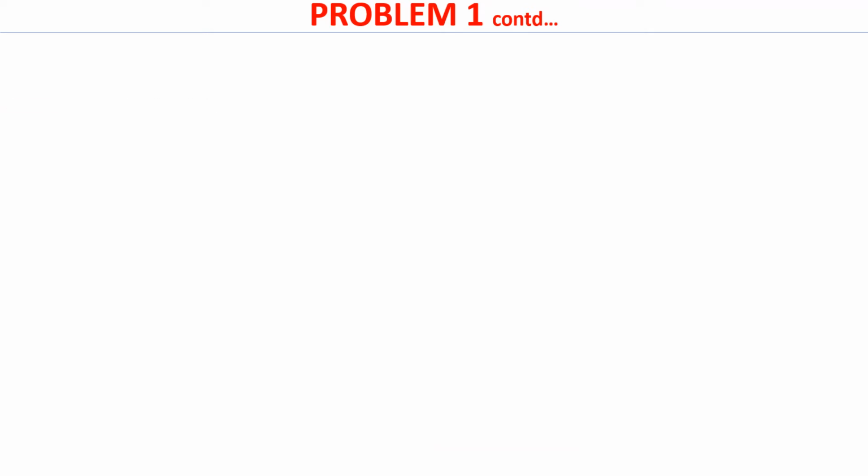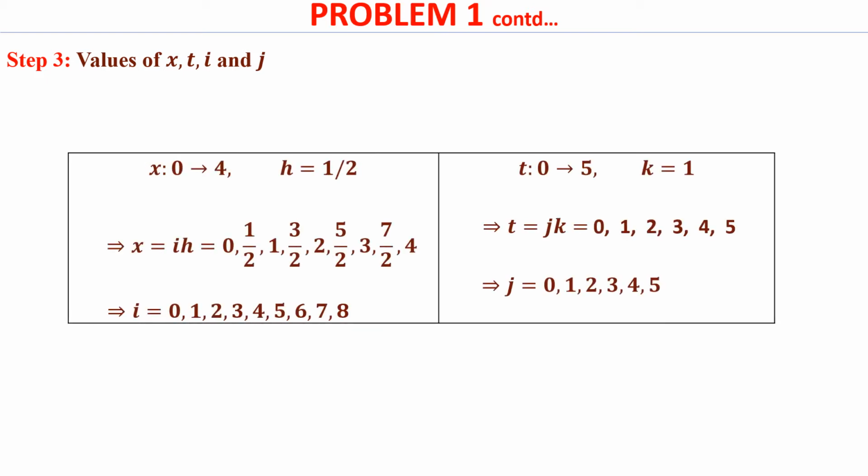Our step 3 is to find out the values of x, t, I and j, as we also discussed during the working rule. So let me write the range of x and t. The range of x is from 0 to 4 in steps of half. We have already discussed it. Then we wrote x in terms of IH. We split the interval 0 to 4 in steps of half to get all these values.